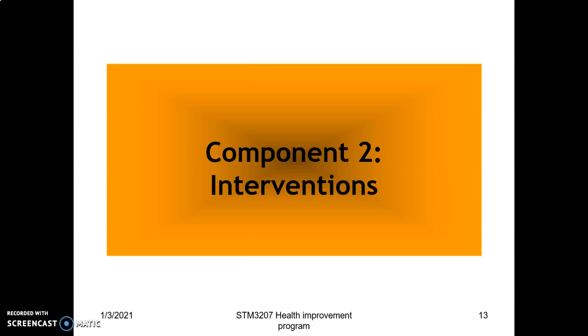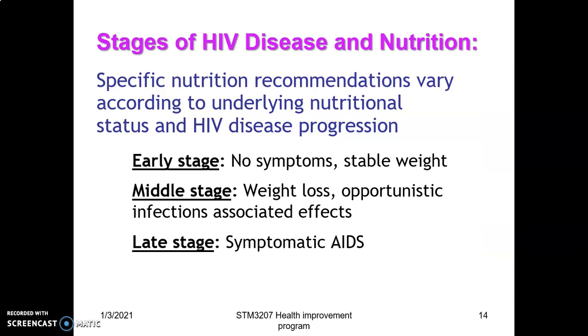So component number 2, which is intervention, because after we have done the nutrition assessment, we will do a suitable intervention for them. So we have to identify first at which stage our client is having their disease. For those at early stage, no symptoms seem to appear. They still have stable weight. For middle stage, they have weight loss and opportunistic infection associated effects. And late stage, they have symptomatic AIDS, which is when the symptoms of AIDS appear. So we have to identify first at which stage this client is in their HIV disease progression.